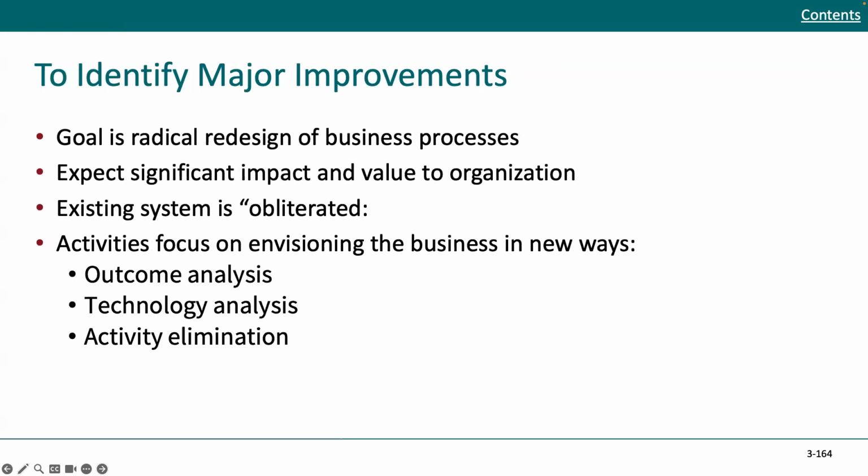So when we're trying to consider major improvements, the goal is radical redesign of a business process. You want to expect impact and value to the organization. The existing system is meant to be, quote, obliterated. And so activities focus on envisioning the system in a new way. So we get into outcome analysis, technology analysis, and activity elimination.